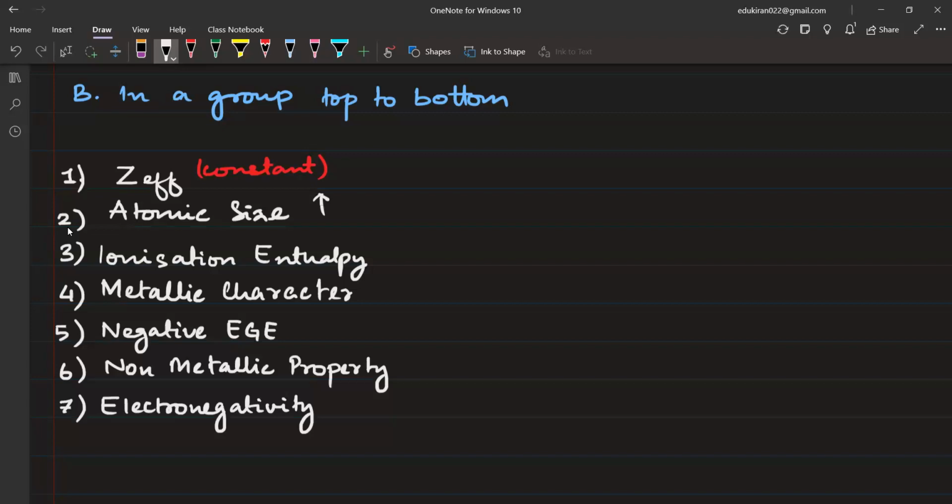If the atomic size increases, removal of electron will be easier, so ionization enthalpy will be lower. And metallic character will be higher because removal of electron is easier now. The negative electron gain enthalpy will decrease because the incoming electron will be in a very far away shell as we go from top to bottom. So that is why the non-metallic character will also decrease and the electronegativity will also decrease. All of you got this? Yes or no, please tell me.